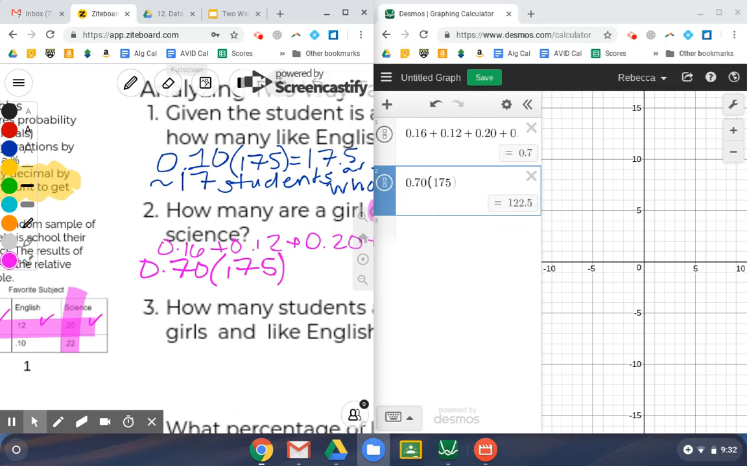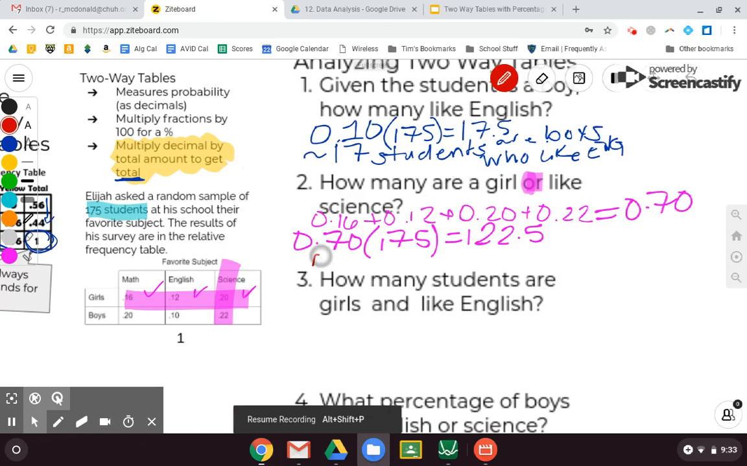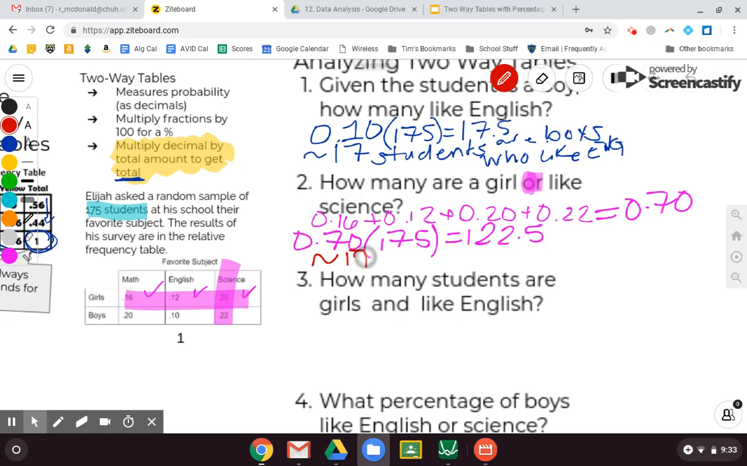Again, we can't have half a person, so go ahead and round that. So I'm going to round to 122 students are girls or like science. Okay, so 122 students are girls or like science.